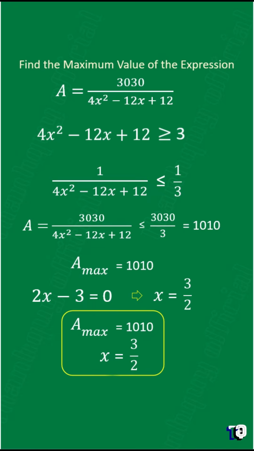Memory tip: whenever you see a fraction with a constant numerator, remember this simple rule. To maximize the fraction, minimize the denominator. And when the denominator is a quadratic expression, try completing the square. Why? Because a squared term is always greater than or equal to 0, making it easy to find the minimum value of the denominator and, consequently, the maximum value of the fraction. That's a powerful technique that appears frequently in algebra and optimization problems.